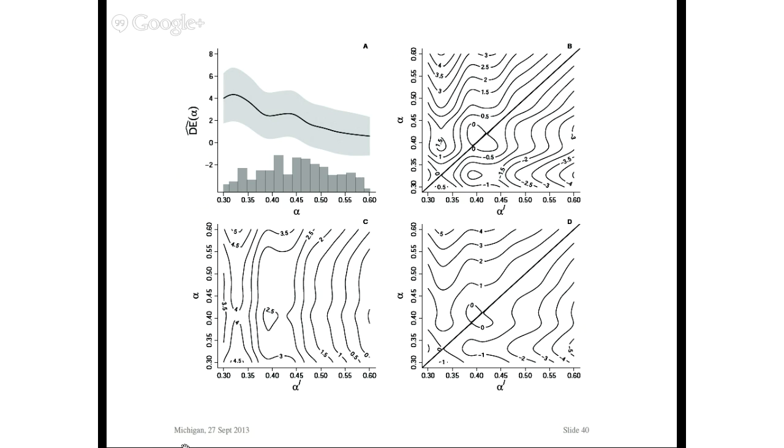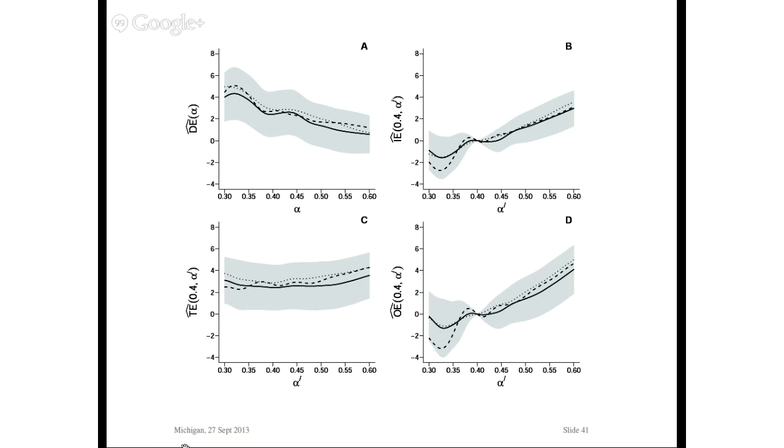It's a little hard to draw a contour plot with three different point estimates on it. So for the sensitivity analysis, we're just taking a slice of the contour plots, holding alpha fixed at 0.4. And that's what these three other pictures show you.